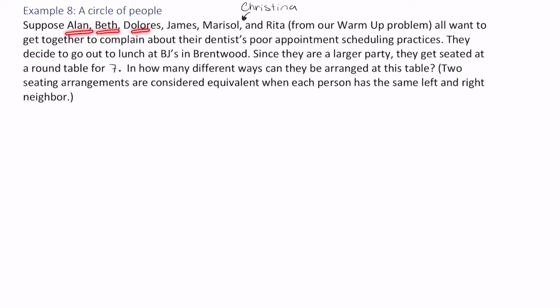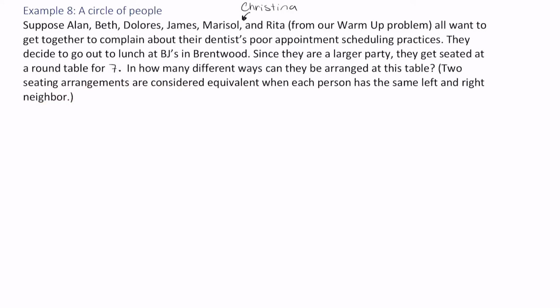So Alan, Beth, Dolores, James, Marisol, Christina, and Rita all want to get together to complain about their dentist's poor appointment scheduling practice. They're pretty upset since all 7 of them came in and 4 of them were told they weren't going to be seen and just had to leave. They decide to go out to lunch at BJ's in Brentwood. Since they are a larger party, they get seated at a round table for 7. In how many different ways can they be arranged at this table? 2 seating arrangements are considered equivalent when each person has the same left and right neighbor.